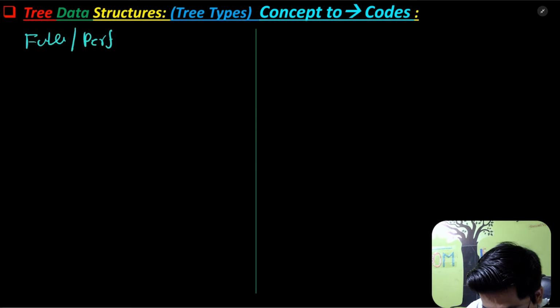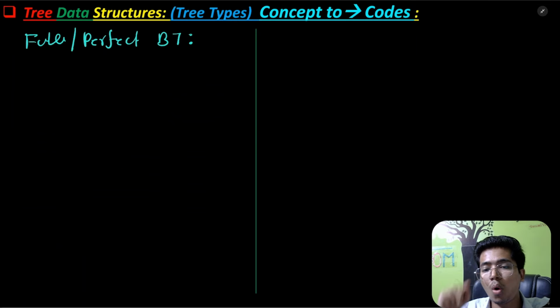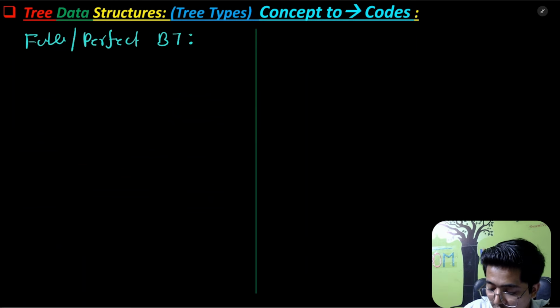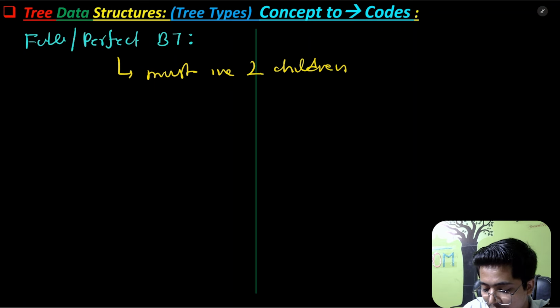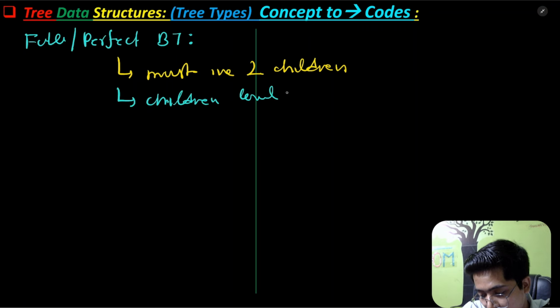The condition of a full or perfect binary tree is that all the nodes should have complete children. That means it should have 2 children for all nodes, and the children should be at the same level. Let's write the first condition: must have 2 children. This is the first condition to become a full or perfect binary tree, and the second condition is that the children level should be the same.